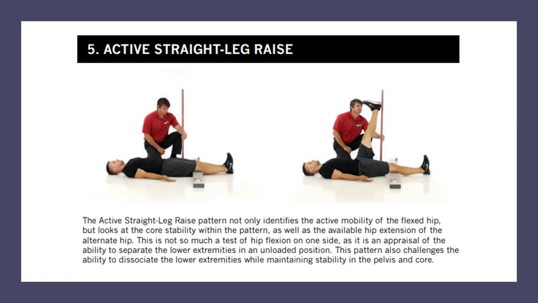The active straight leg raise pattern not only identifies the active mobility of the flexed hip, but it looks at the core stability within the pattern, as well as the available hip extension of the alternate hip. This is not so much a test of hip flexion on one side, as it is an appraisal of the ability to separate the lower extremities in an unloaded position. This pattern also challenges the ability to dissociate the lower extremities while maintaining stability in the pelvis and the core.